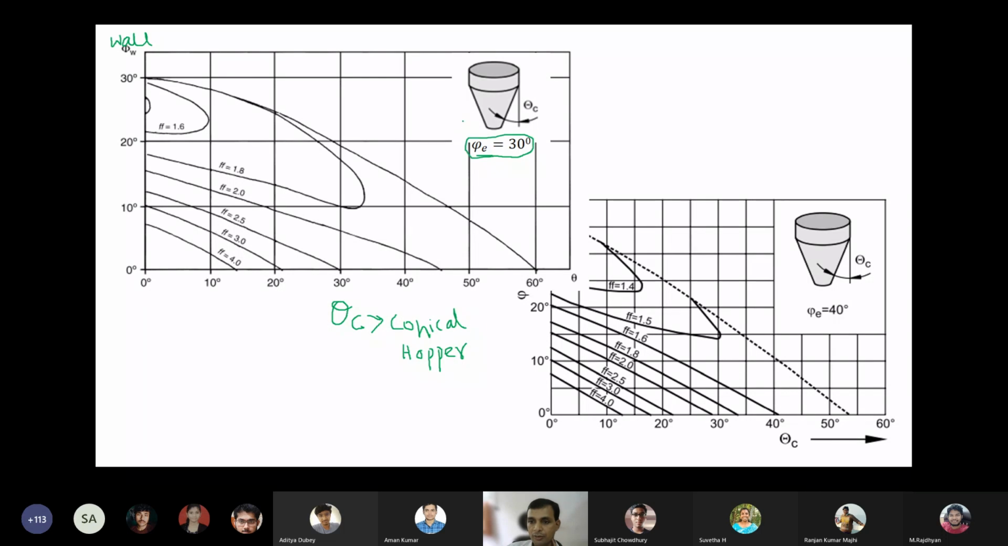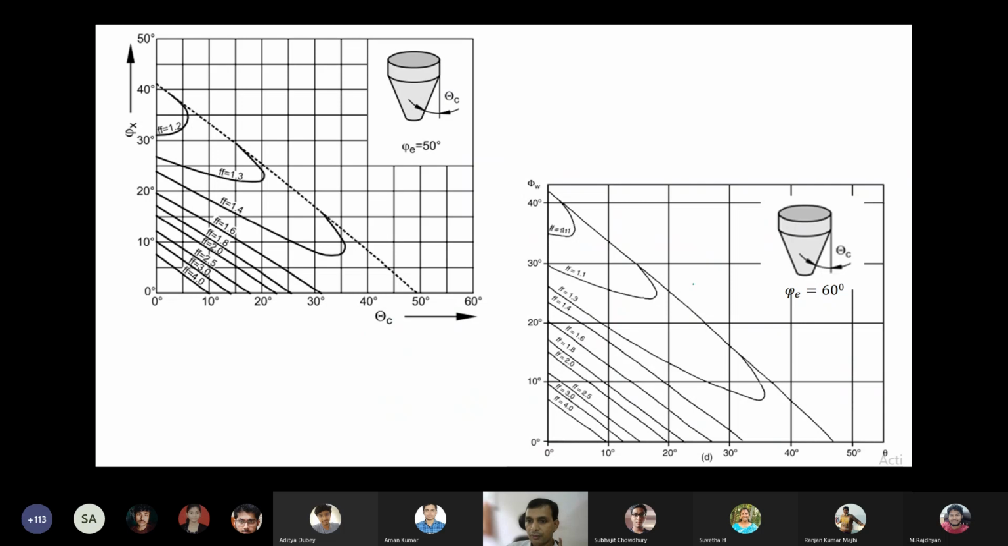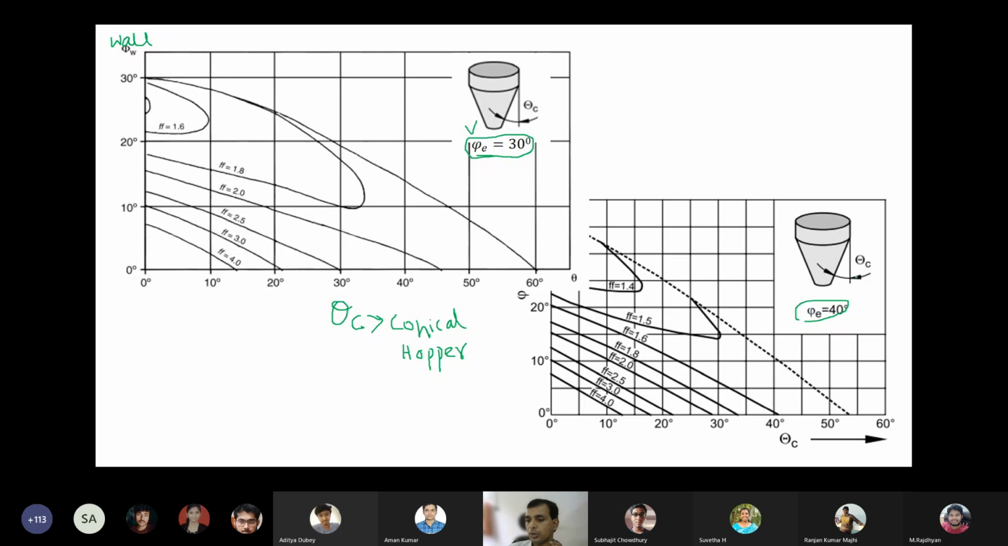For 30 degrees, we have to use this chart. For 40 degrees, we use this chart. For 50 degrees, use this chart. For 60 degrees, use this chart. For in-between values, we need to do interpolation.